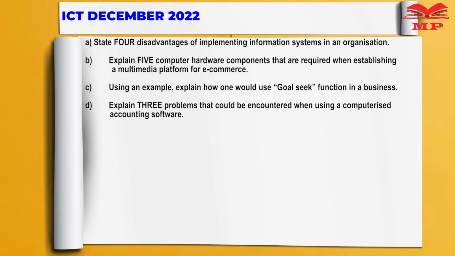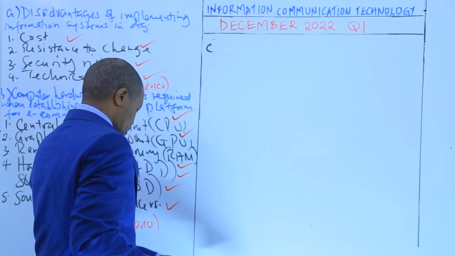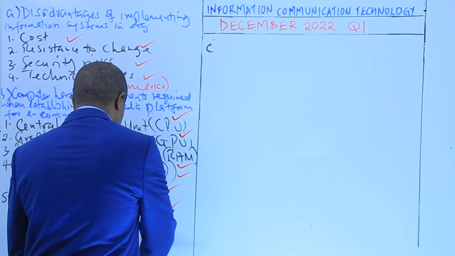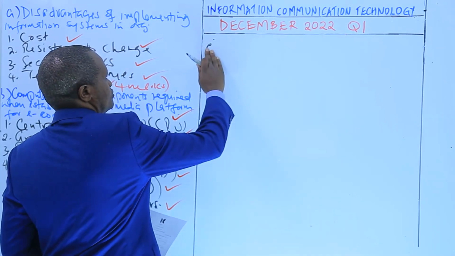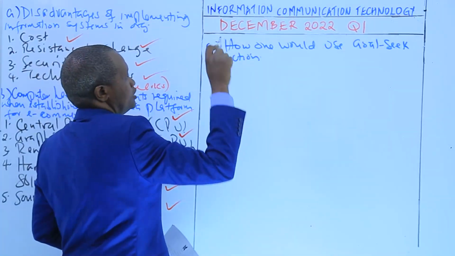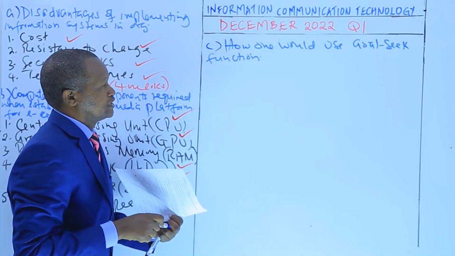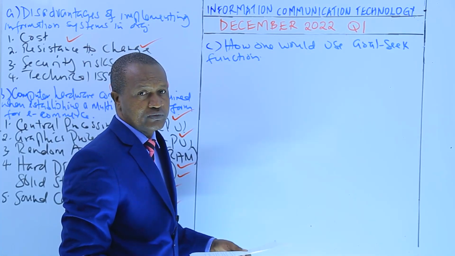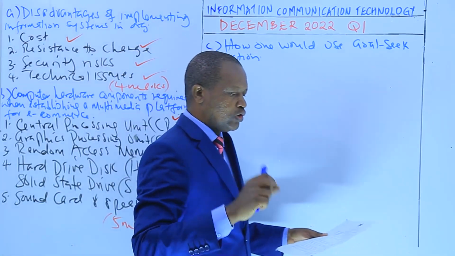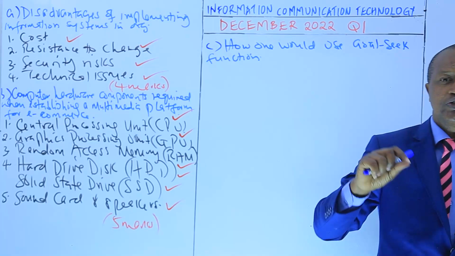Part C reads, using an example, explain how one would use a goal-seek function in a business. Using an example, explain how one would use a goal-seek function. Now, first of all, what is this goal-seek function?